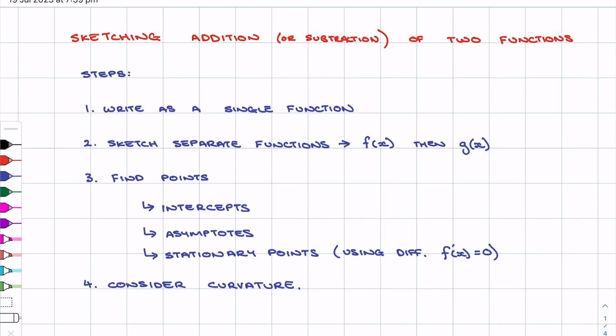Welcome back. So this is the first of a series of 4 videos focusing on the sketching of complex functions. And what I mean by complex functions is looking at the sketches of the addition of 2 functions, the product of 2 functions, and then moving on to the sketching of composite functions. This video we're focusing on the addition or subtraction of 2 functions, and we're going to go through a series of steps to help us to get a sketch.